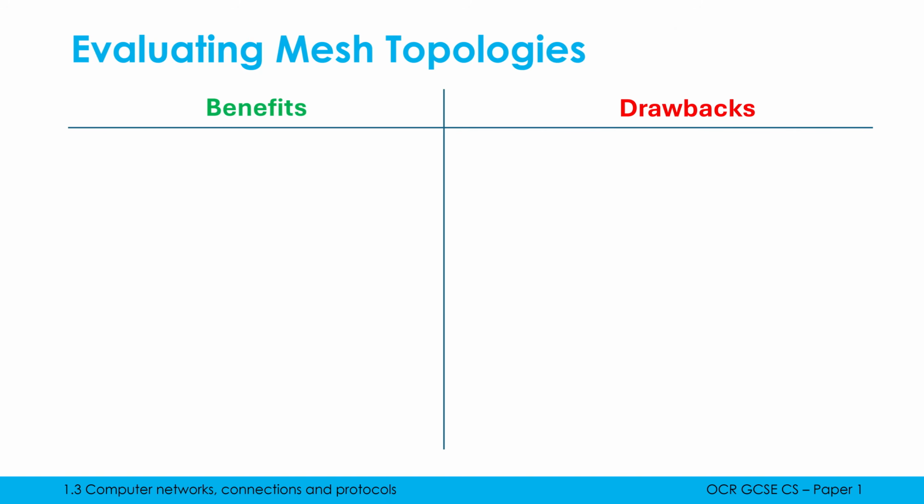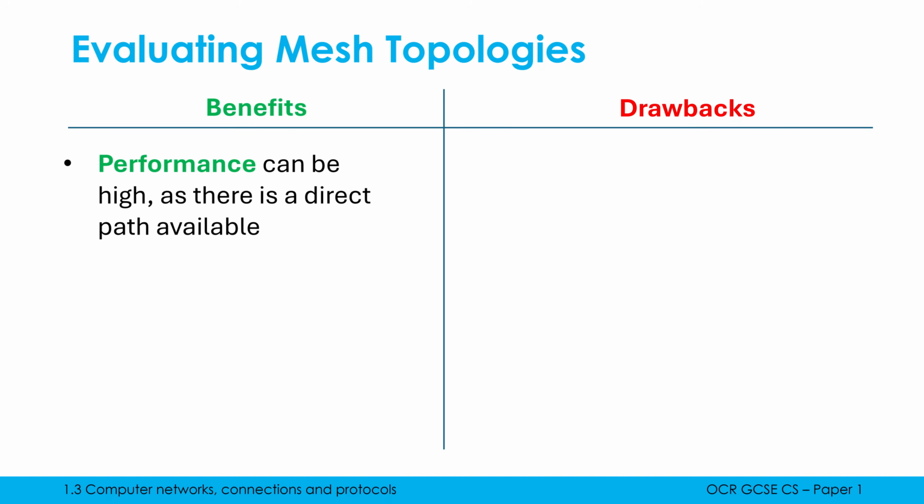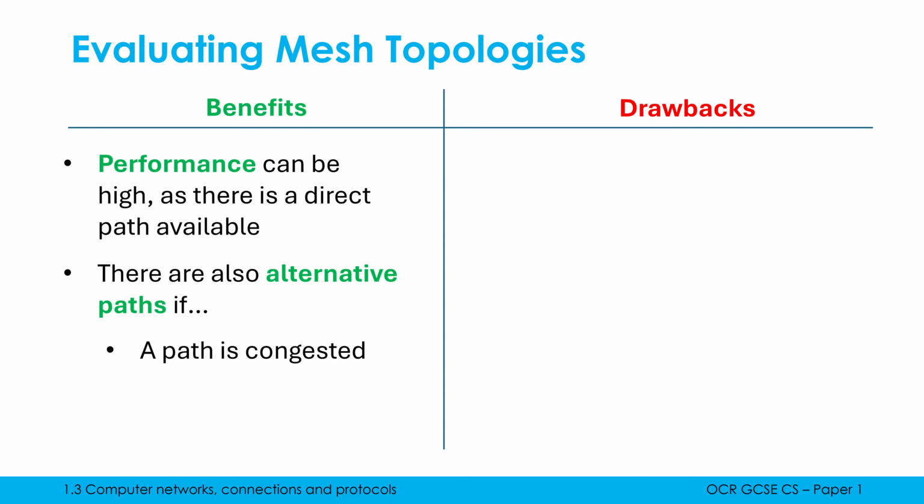Now I've started doing that already a little bit, but it's really important to be able to evaluate these topologies. So the benefits of mesh, the key one is performance. Performance can be really high because you've got a direct path available. If you're able to spread out all the messages along these direct paths, there's less chance of things like collisions. And also you've got quite a lot of backups available in this network because you've got lots of alternative paths. If your direct path gets congested or the direct path goes down, you've got multiple alternative routes to get to the destination.